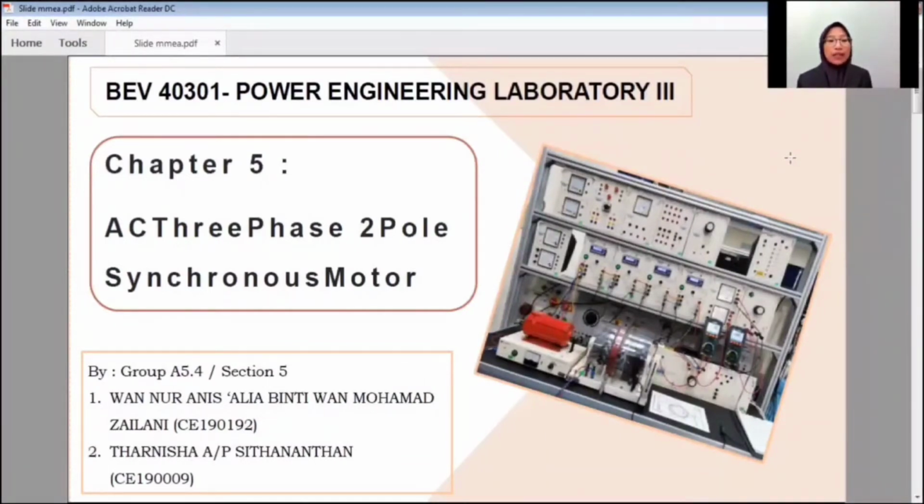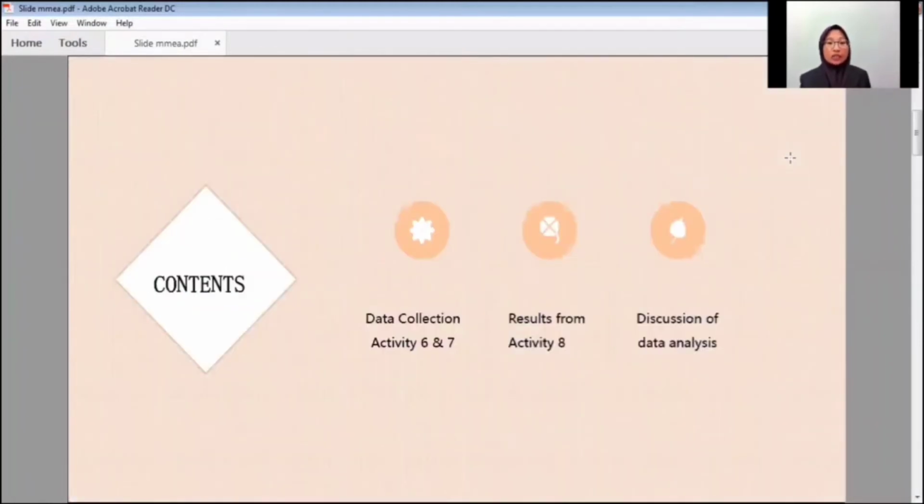In this Chapter 5, AC3 Phase 2 for Synchronous Motor Lab Session, I will take part to explain data collection for activity 6 and 7 and results for equipment arrangement for star connection and graph in activity 8.